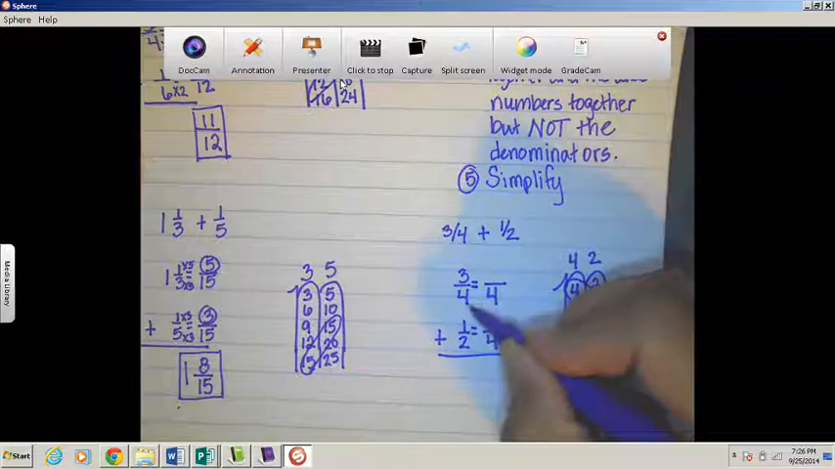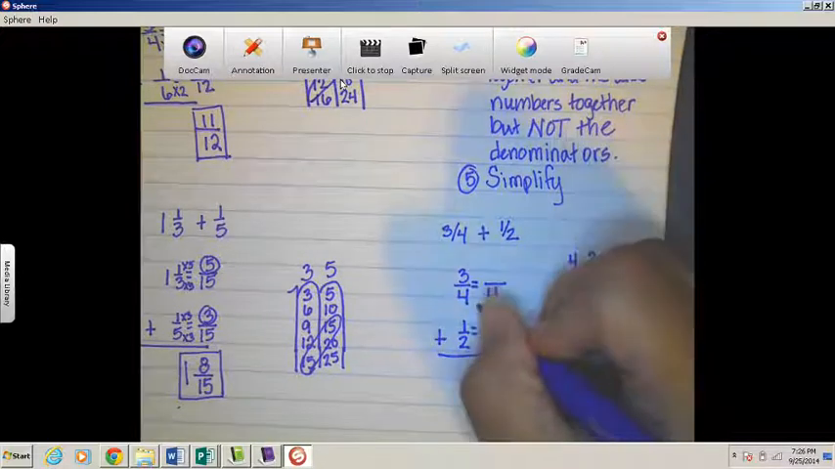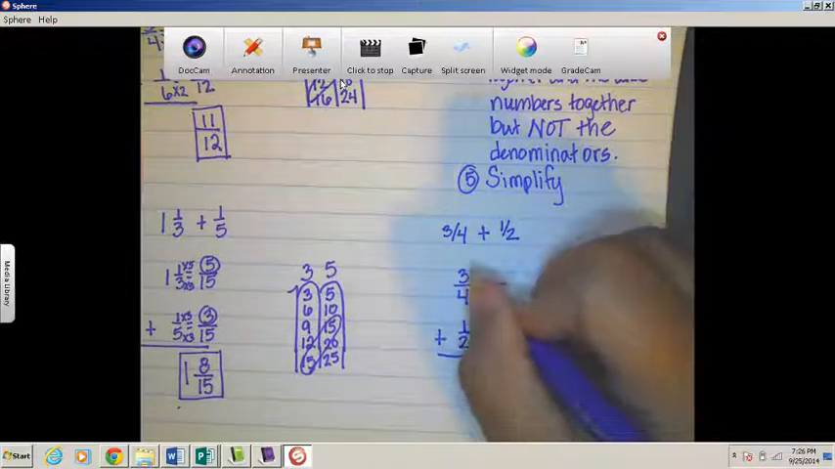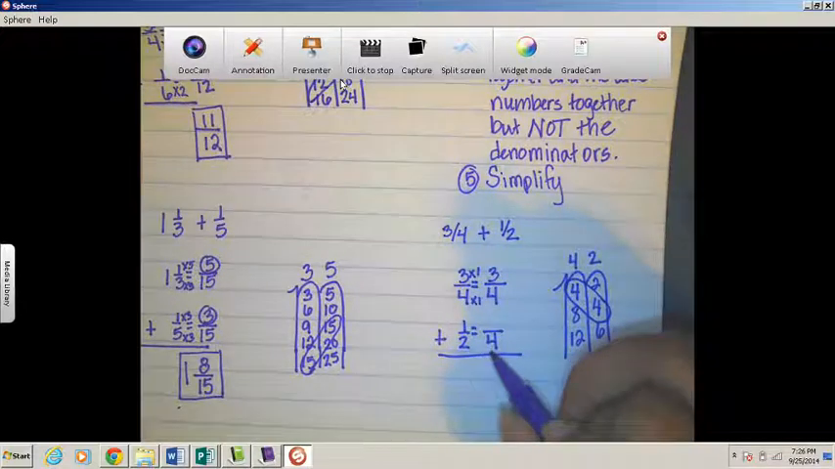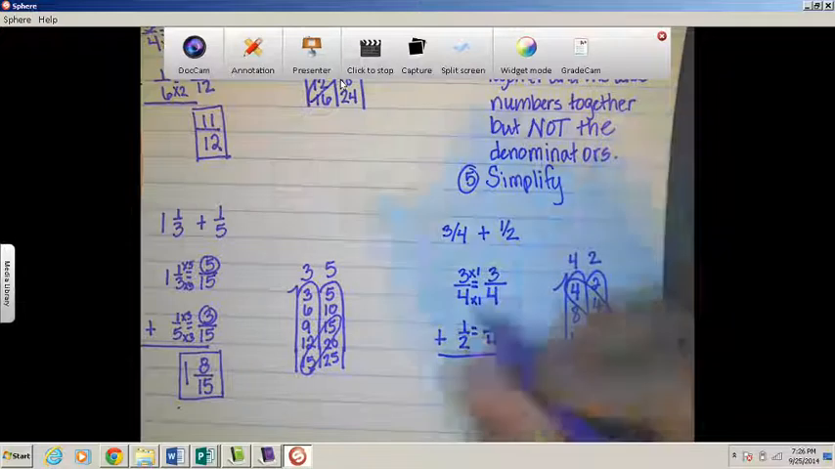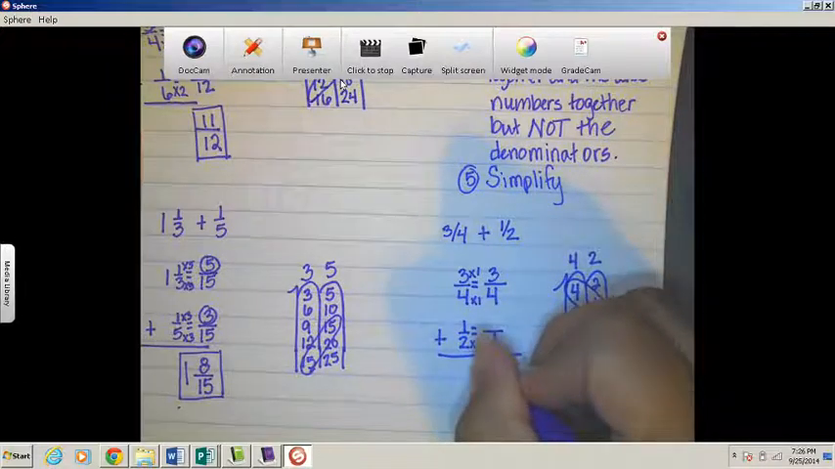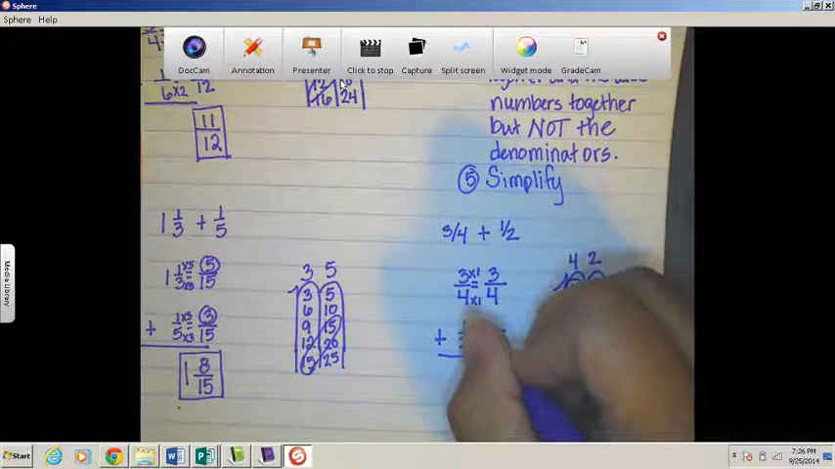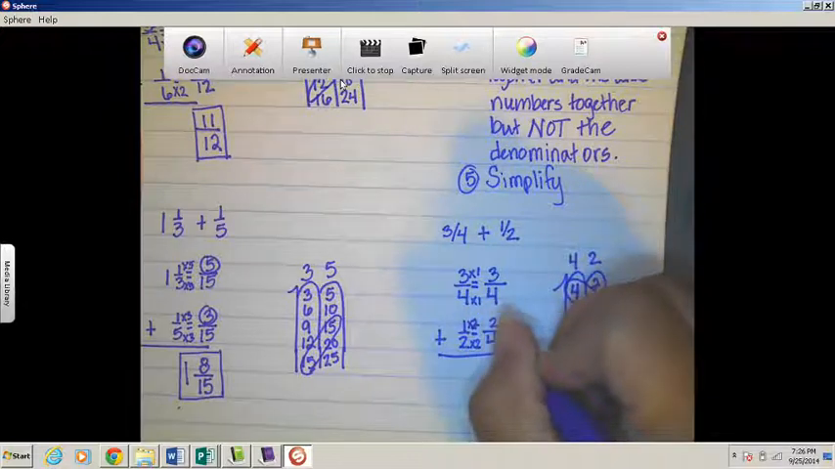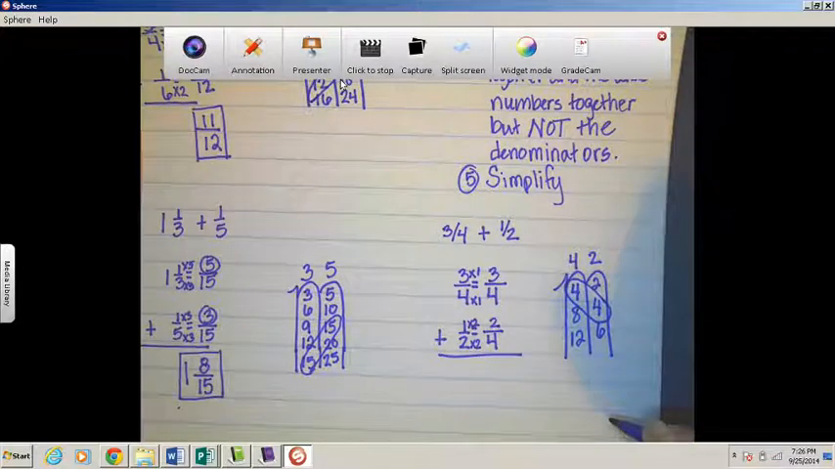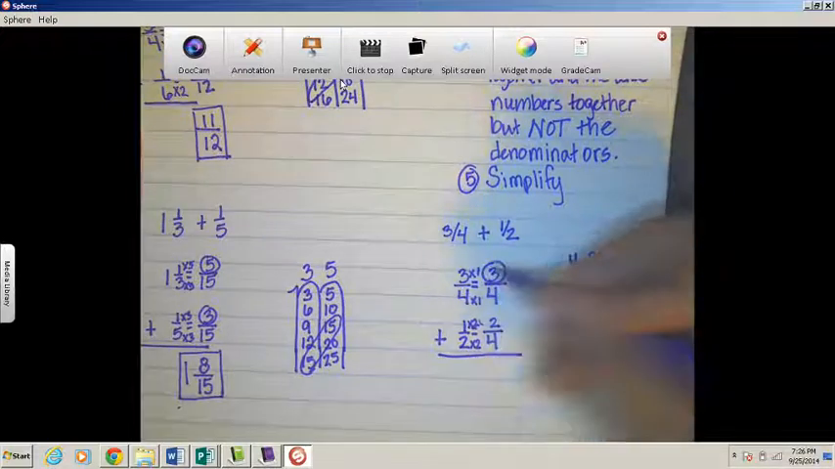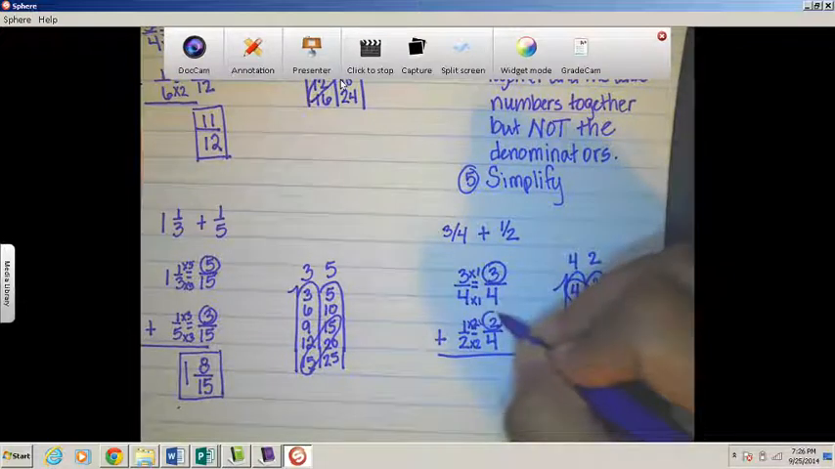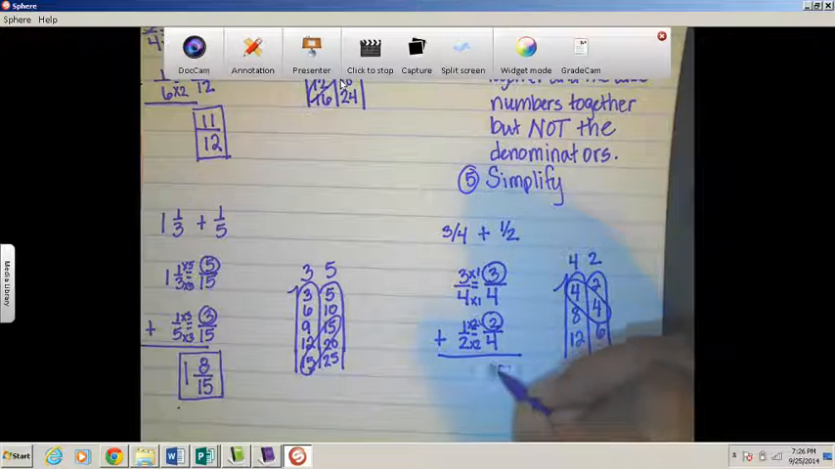Four goes into 4 one time. 4 times 1 is 4. 3 times 1 is 3. 2 goes into 4. 1, 2, 2 times. 2 times 2 is 4. 1 times 2 is 2. I add my numerators. 3 plus 2 is 5.